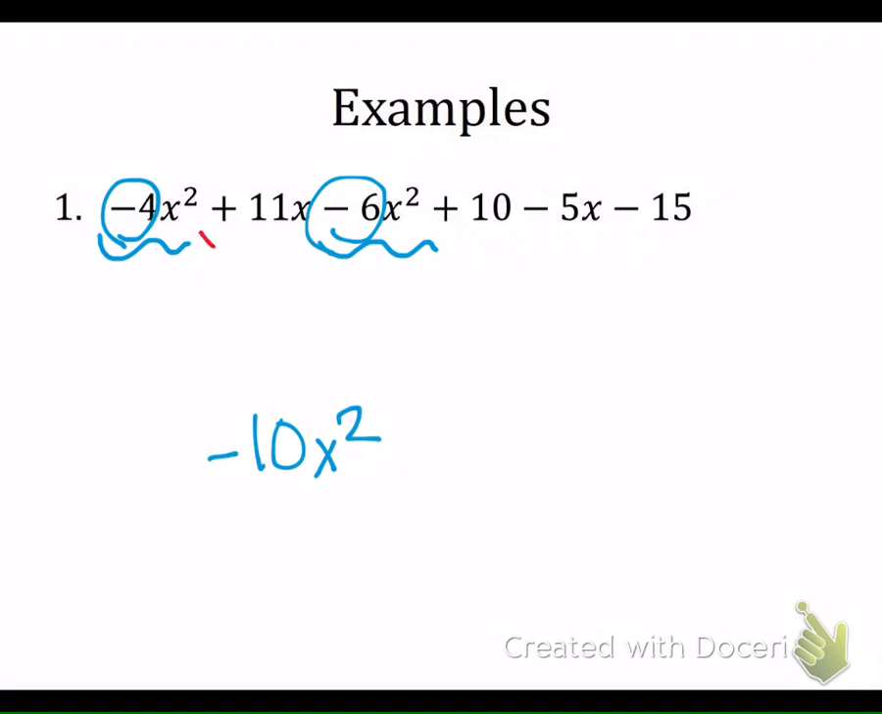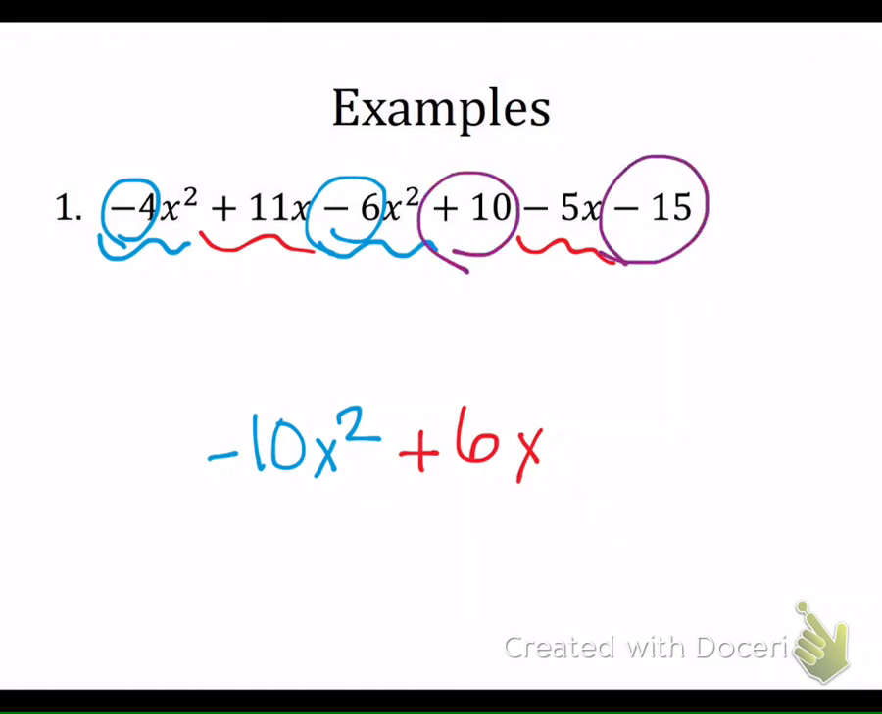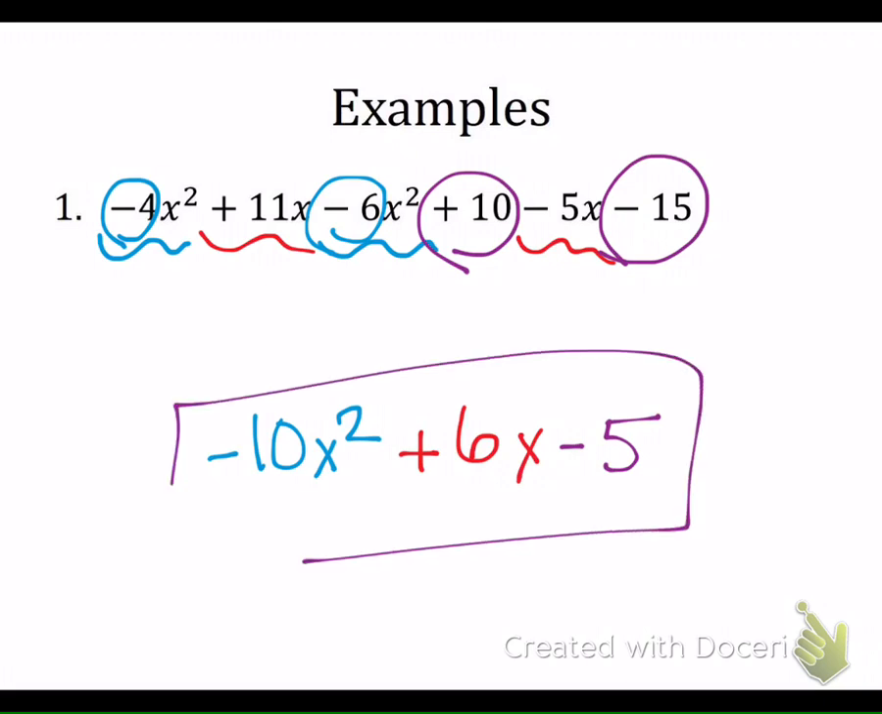So now that we're done with our x squareds, go to your x's. So we have positive 11x minus 5x. So 11 minus 5 is going to be a positive 6x. And then we have our constants. So we have 10, and then you got to keep this negative or this minus with the 15. So 10 minus 15 is negative 5. Now, you can always double check, are any of these like terms? If you did it right the first time, you should not have any like terms right there, and that is our answer. That's as simplified as this is going to get.